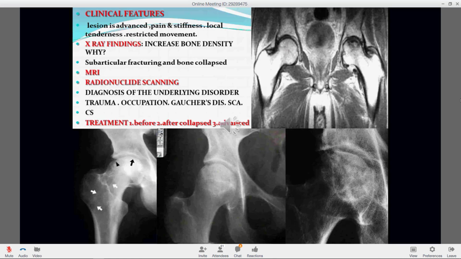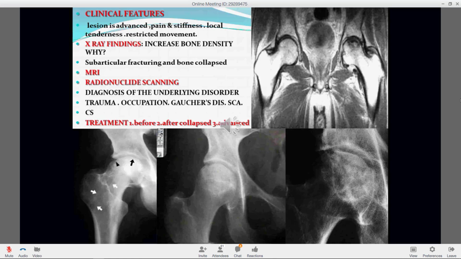Radionuclide scanning will show a cold area due to lack of radionuclide absorption in those areas. Diagnosis of the underlying disorder is very important, like whether it is caused by trauma, occupation, Gaucher disease, sickle cell anemia, corticosteroid, etc. Treatment is according to the stage.